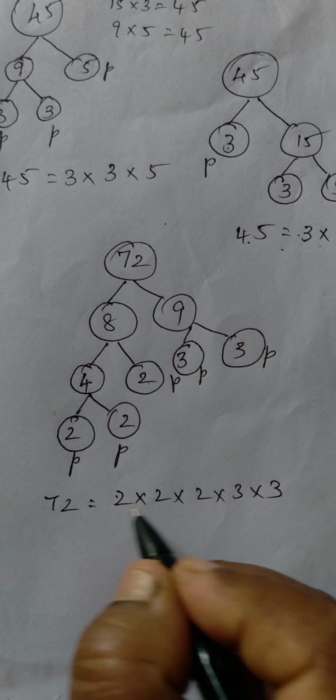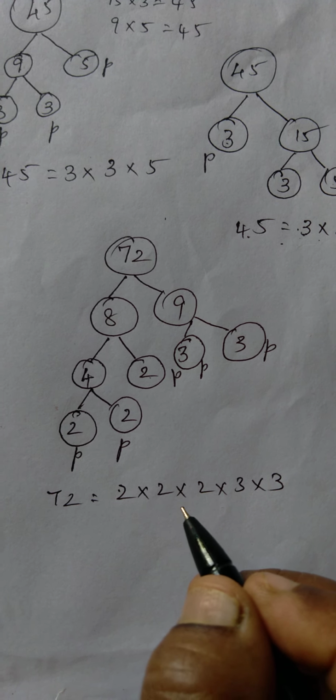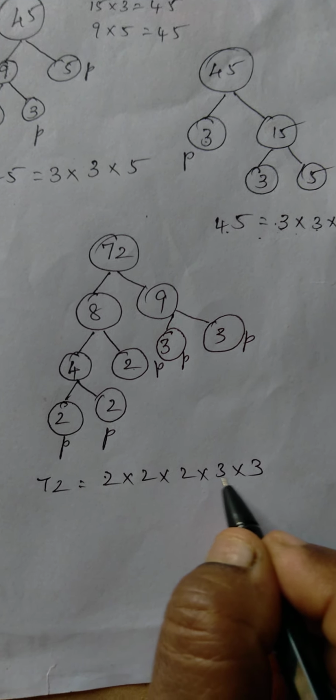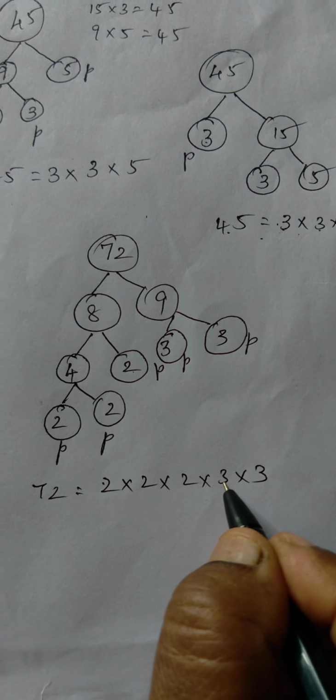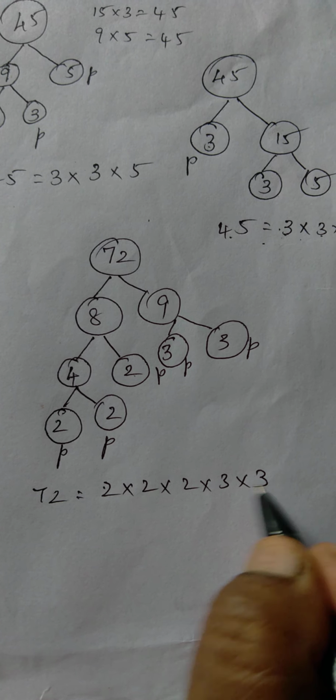Now 2 how many times? 3 times. 3 how many times? 2 times. Multiply. 2 2s are 4, 4 2s are 8, 8 3s are 24, 24 3s are 72.